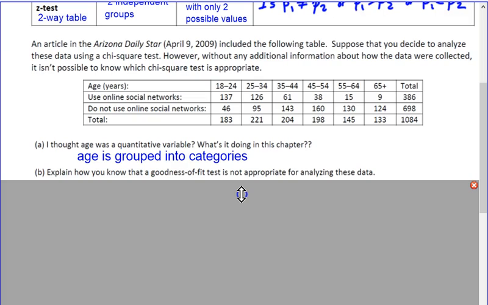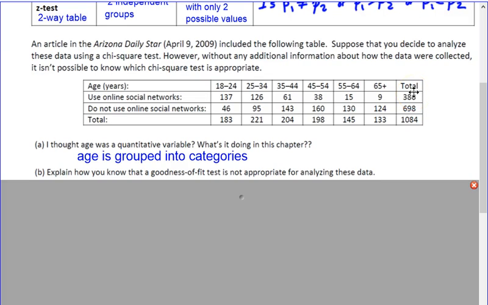Second question, how do you know that a goodness of fit test is not appropriate for analyzing these data? Well, there isn't a single row or a single column of data. We have 2 rows of data in each age category.